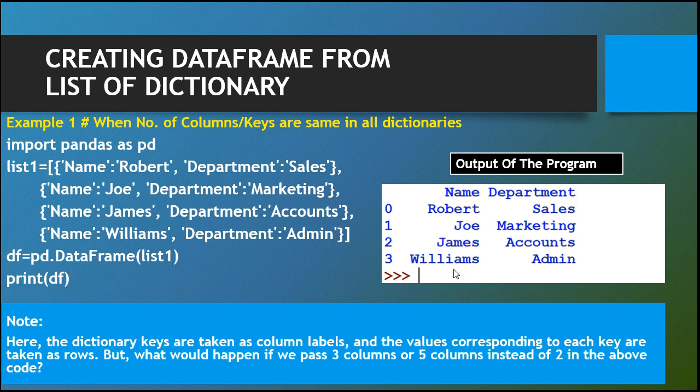Now here the keys are taken as column names, and the values corresponding to each key will be taken as rows. As you can see the output here, as it is a list, that's why we have used square brackets, and inside these square brackets we have created the 4 dictionaries. Now pass this list variable into a data frame and convert it into a data frame.